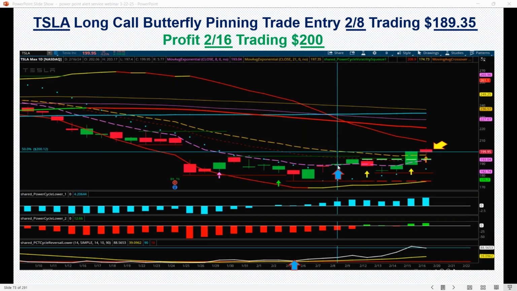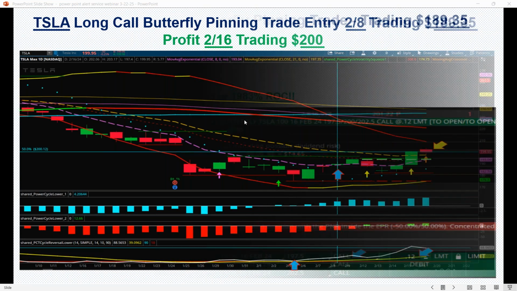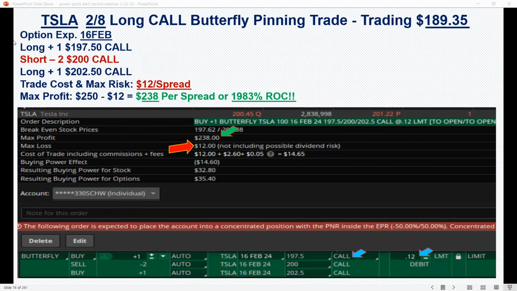So here it was. We set it up here, looking for a pin here. It went to 200. So this butterfly, 197.5, 200, 202.50, a $2.50 wide spread, 12 cents, 12 bucks, potential to make 238, 1,983% return. Or if you did anything in between, you still had a fantastic return.